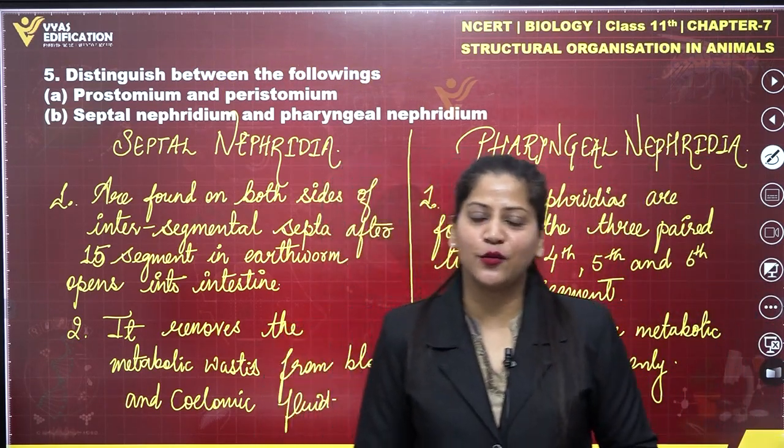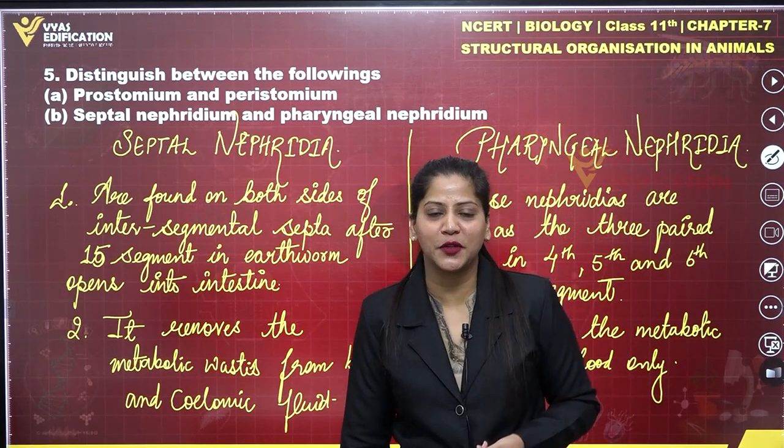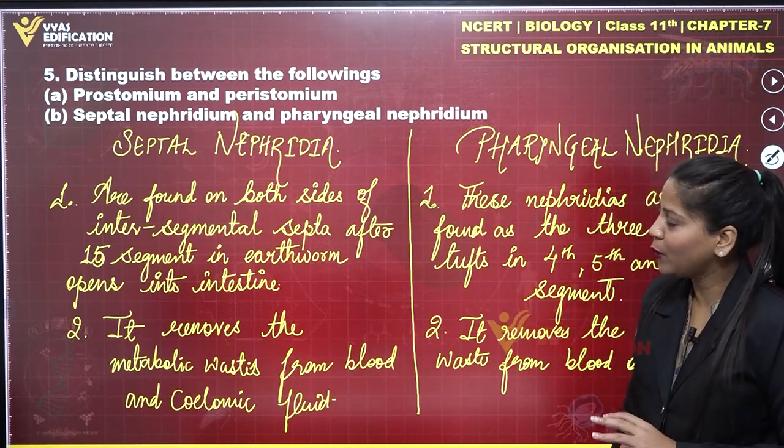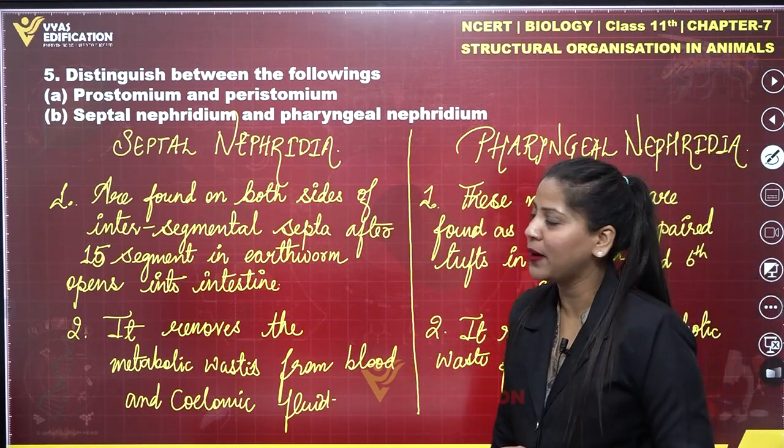So these are the distinguishing features, or the difference, between septal nephridia and pharyngeal nephridia. Along with this, we have completed solution number 5.